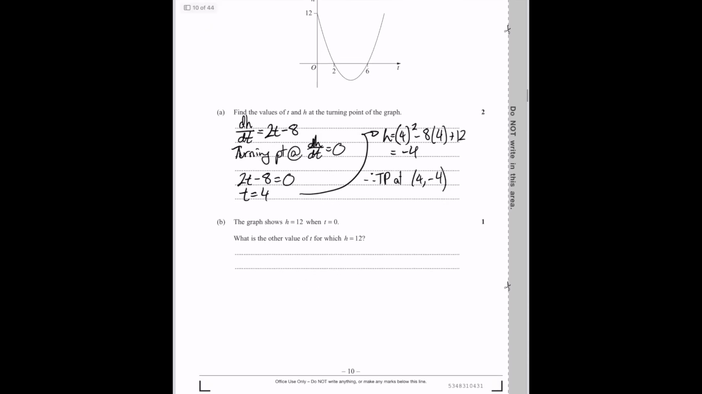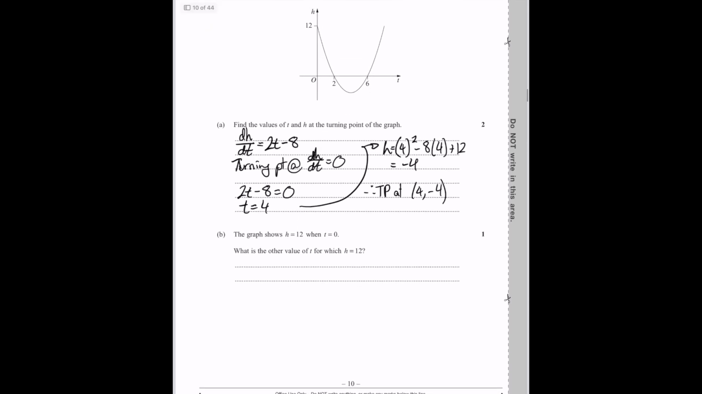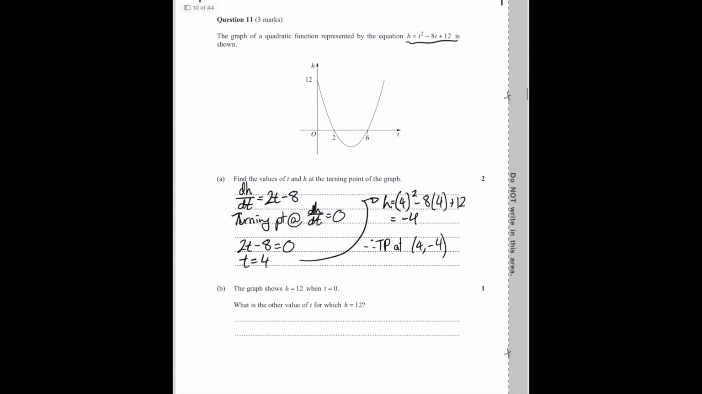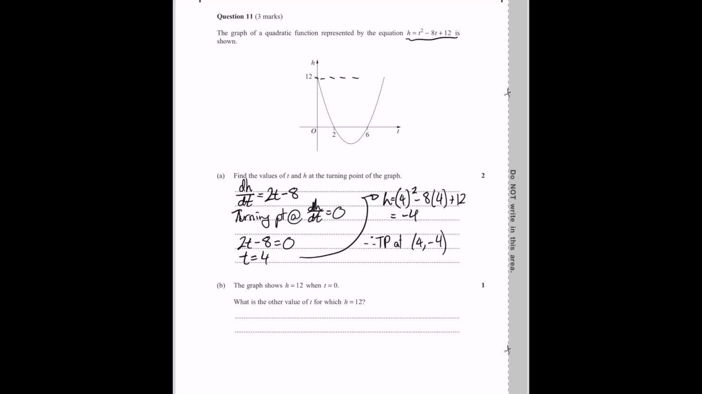Cool. Part B says the graph shows h equals 12 when t equals 0. What is the other value for t for which h equals 12? So we can see h equals 12, there's going to be two values. Essentially, we just need to solve the equation. So we need to substitute 12 for h and then solve for t. So it's going to be like this.